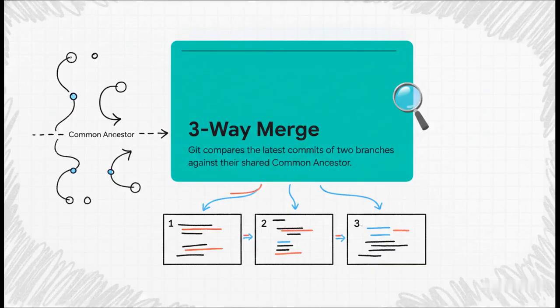It's called the three-way merge. It's an algorithm where Git compares the latest commits of your two branches against that shared common ancestor we just talked about. Picture it like this. Git essentially sets up three panels side by side. It scans down the common ancestor line by line, and then checks your branch and their branch to see exactly what changed since that shared starting point. 1, 2, 3. That's your three-way merge.